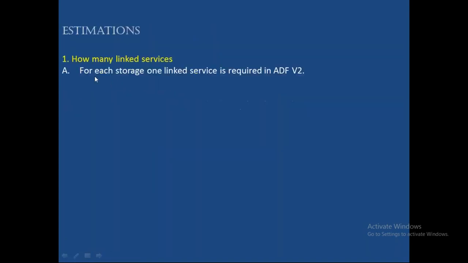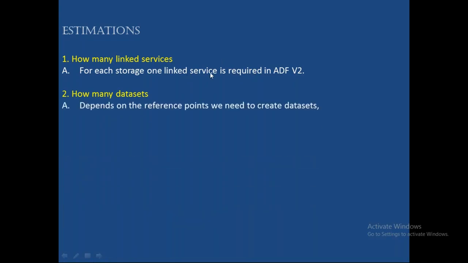Estimations: we know we need to create one linked service for each storage or any RDBMS system, whatever. For each resource, we need one linked service. As we are going to use a single storage, one linked service is enough. How many datasets? We have seen I'm going to use multiple activities, so I need to create multiple datasets as per the reference points. If I want to refer to the metadata folder, I need to create a separate dataset. If I want to refer to another folder, I need to create a separate dataset.